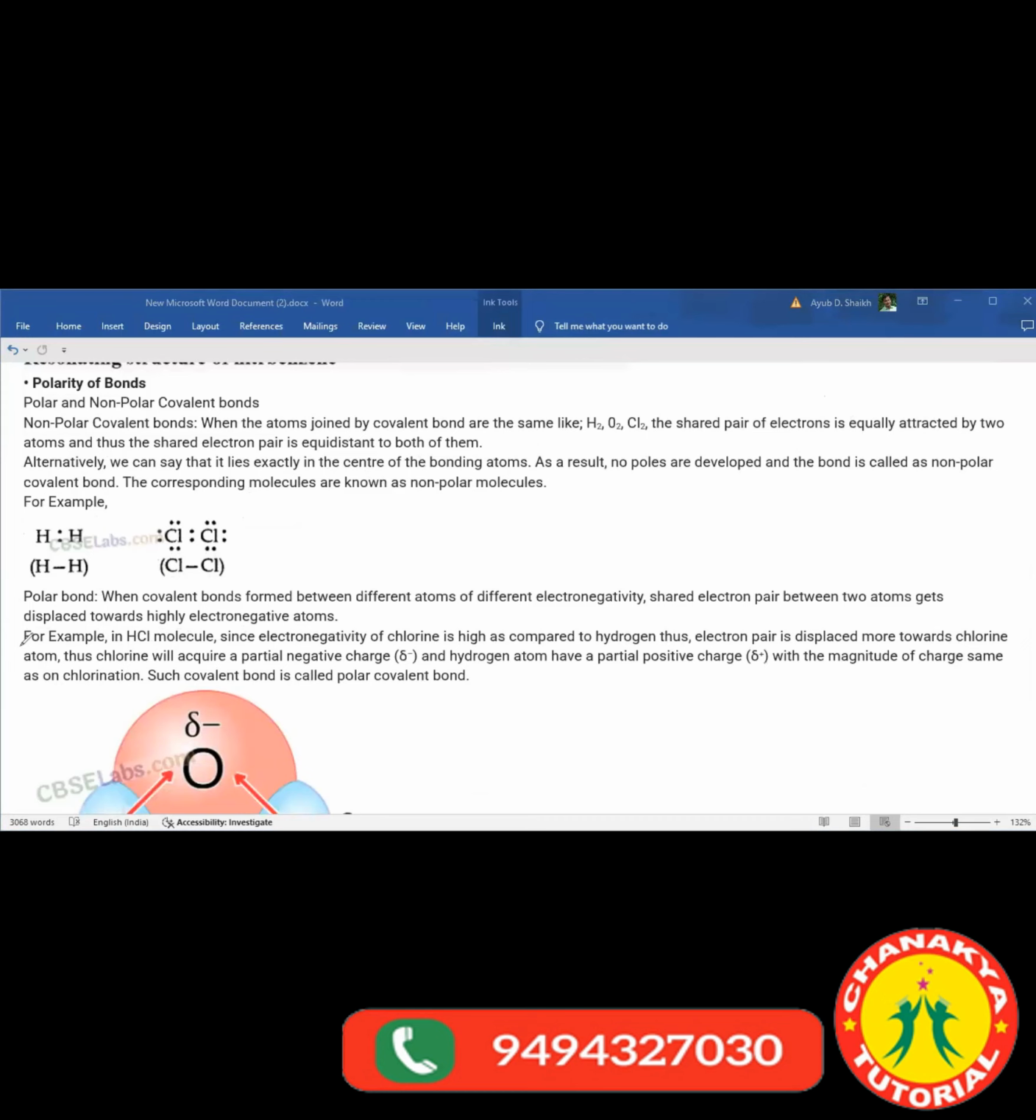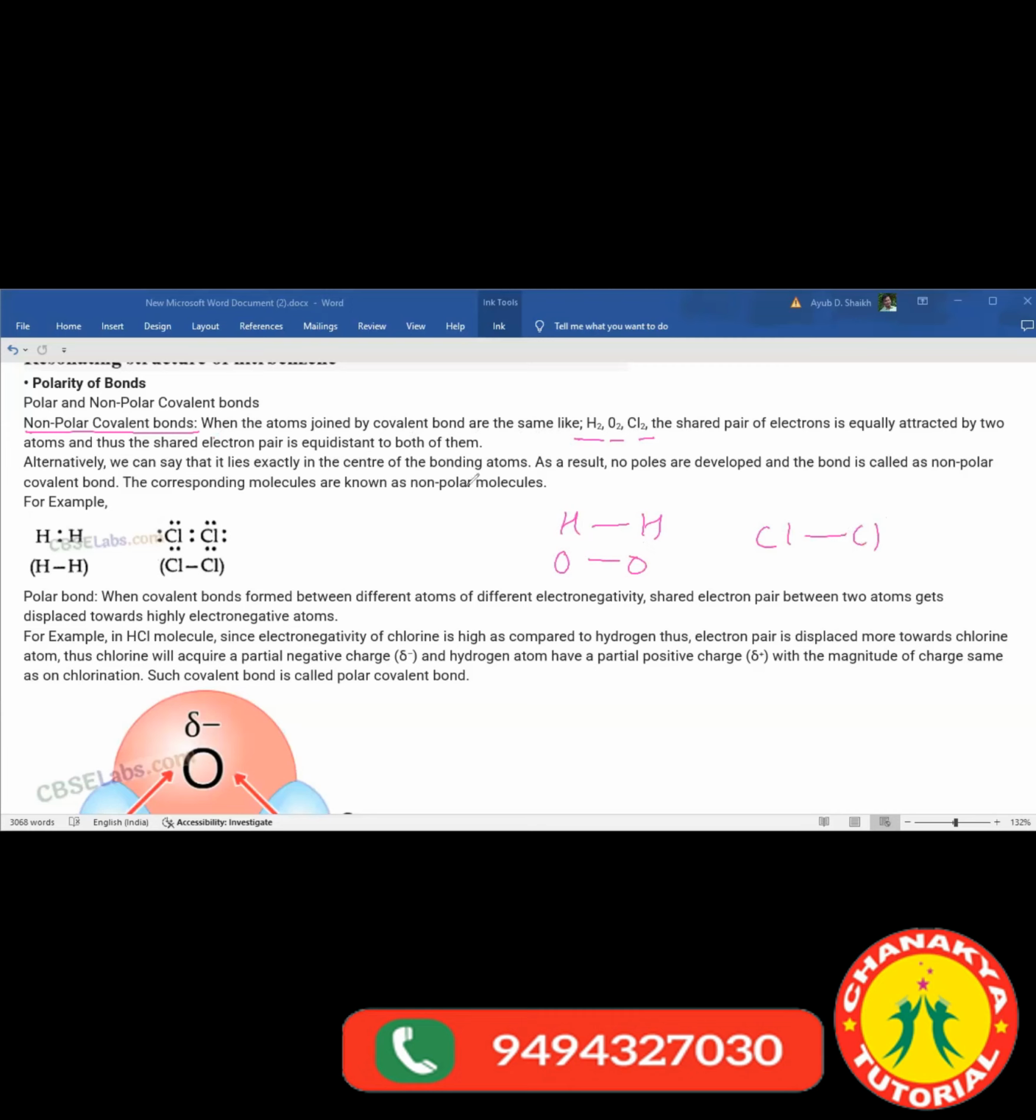The bond is of two types: polar and non-polar. So what is a polar bond and a non-polar bond, which you should understand first? Non-polar covalent bond means what? When the atoms joined by the covalent bond are the same, like H2, O2 and Cl2. That means hydrogen bonded to hydrogen, oxygen bonded to oxygen, and chlorine bonded to chlorine.